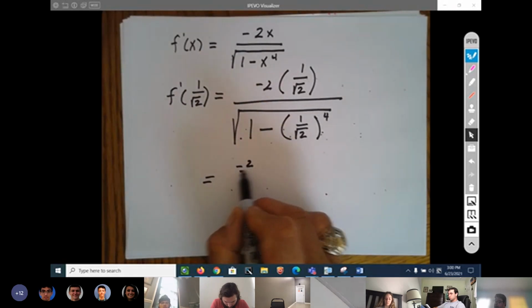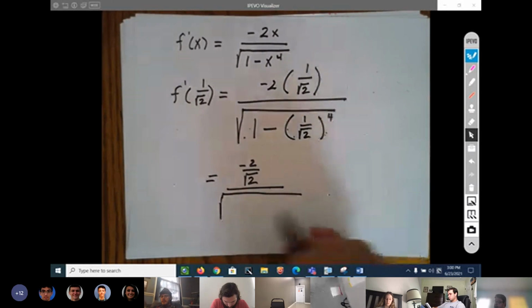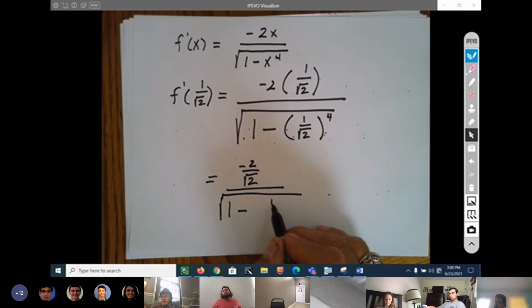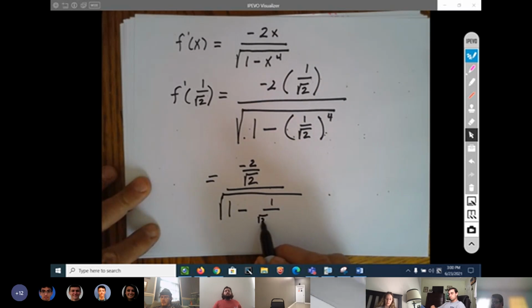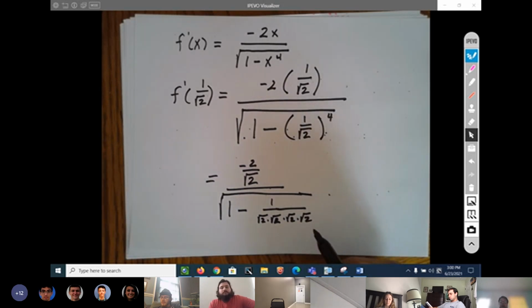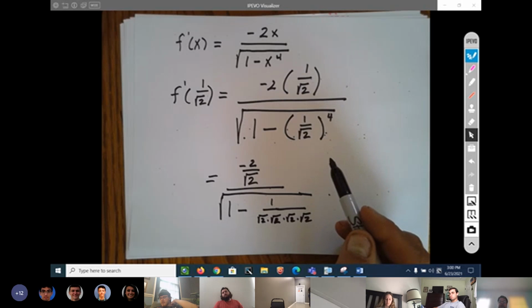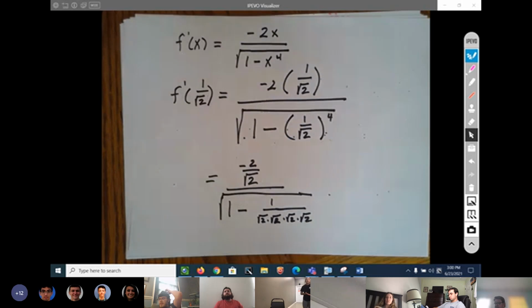It'll be negative 2 over the square root of 2, over the square root of 1 minus, well, 1 to the 4th power is 1. The square root of 2 to the 4th power, I'm going to write that out: square root of 2 times square root of 2 times square root of 2 times square root of 2. A lot of you are saying, really, you're going to write that out? Well, some of y'all say that the square root of 2 to the 4th power is 16 or 81 or something. I don't know why y'all do that.